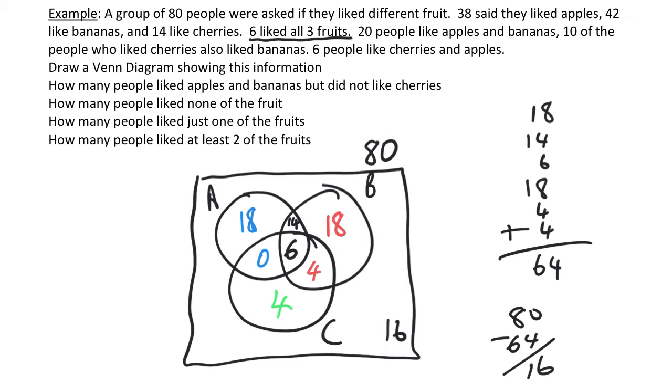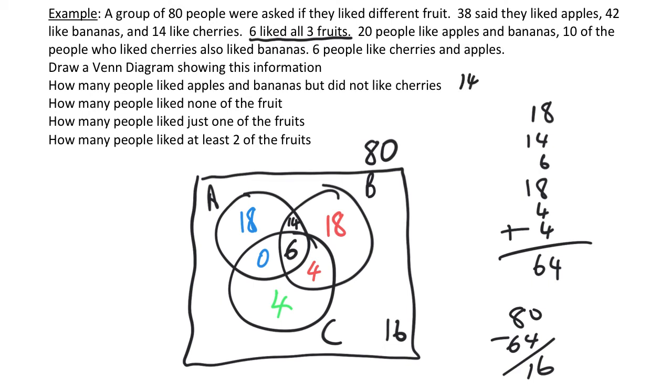So how many people liked apples and bananas but not cherries? So people who liked apples and bananas but not cherries. So that's these 14 in here. So these people here liked apples and bananas, but these 6 liked cherries. So these are the number of people who liked apples and bananas but not cherries.